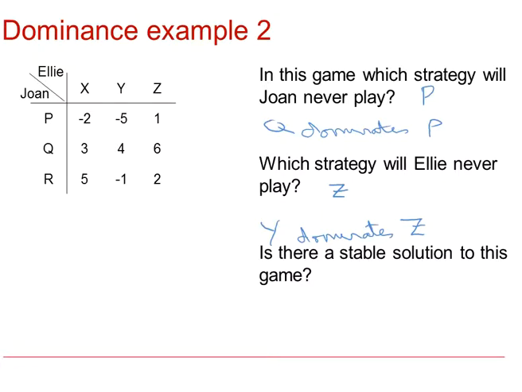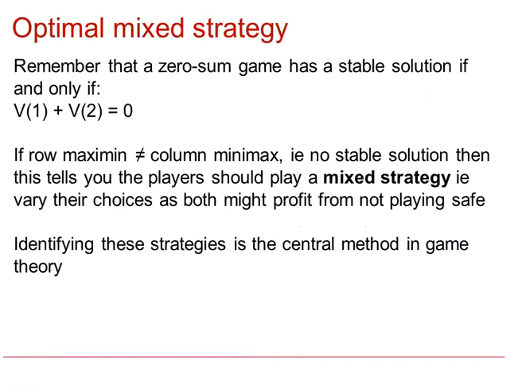If we consider whether there's a stable solution for the game, then let's have a look at the row minimums and the column maximums. We can see that the maximin and the minimax are not the same, and therefore there is no stable solution to this game. Remembering that a zero-sum game has a stable solution if and only if the value of the game to the first player plus the value of the game to the second player is 0, and that if the row maximin is not equal to the column minimax, there is no stable solution.